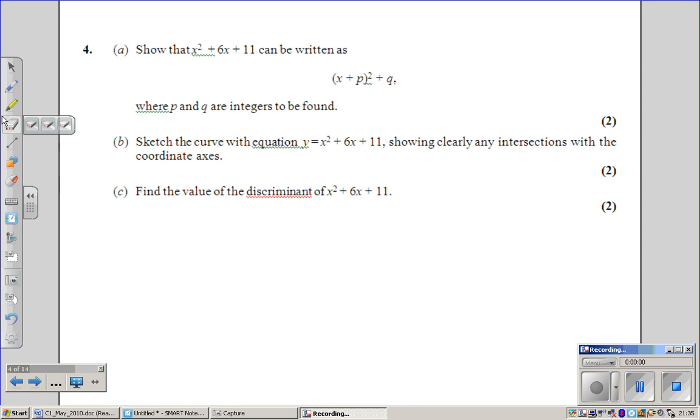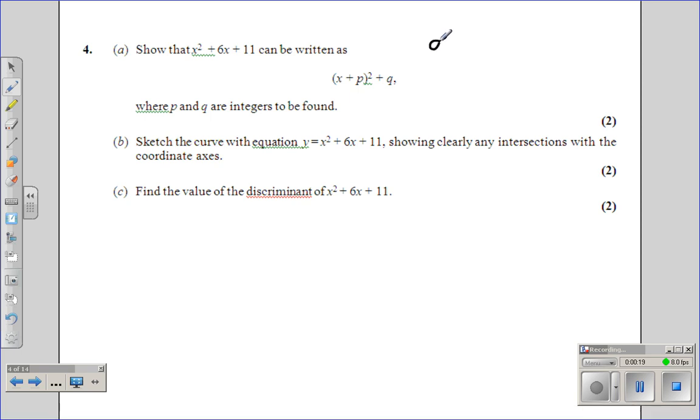Question 4, we have to show that x squared plus 6x plus 11 can be written as (x plus p) squared plus q. So that's asking us to complete the square here, because you can say it's something squared plus a little bit. P and q are integers to be found. So for part A, I think I'll write it up here.